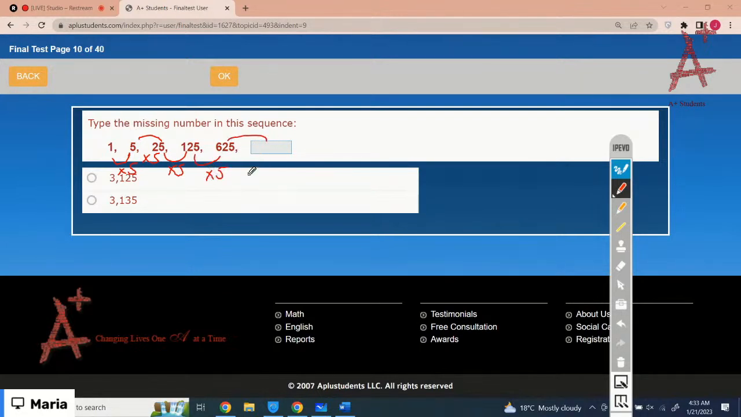Got it? You have to do 625 times 5. That would be 5 times 5. I think it is 3125. Got it?